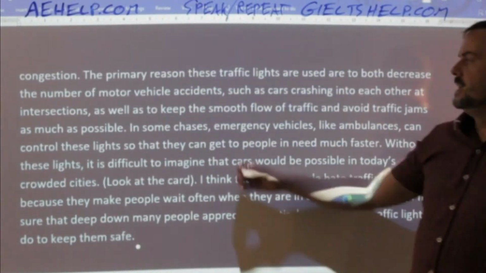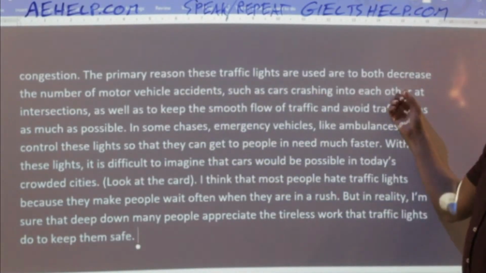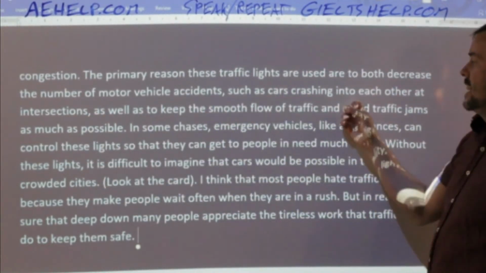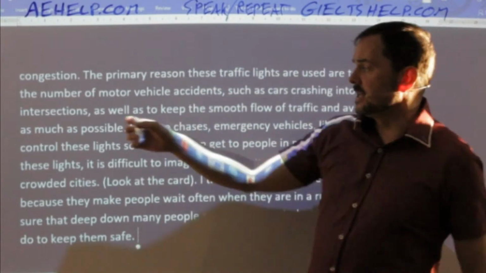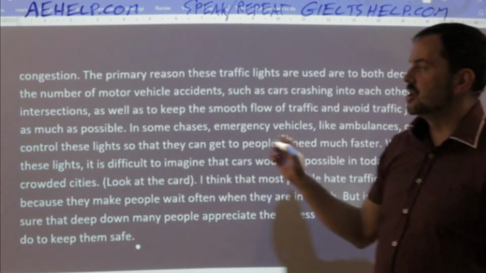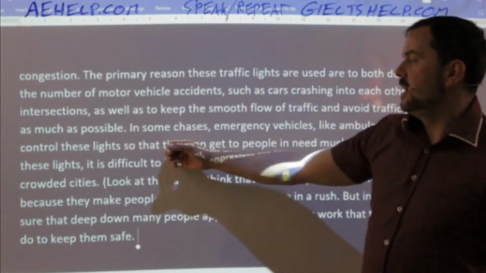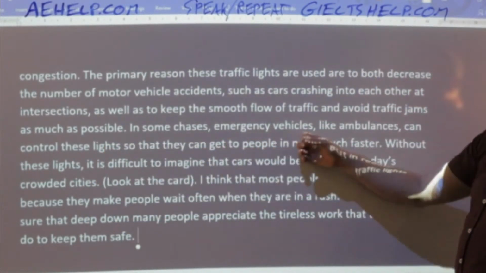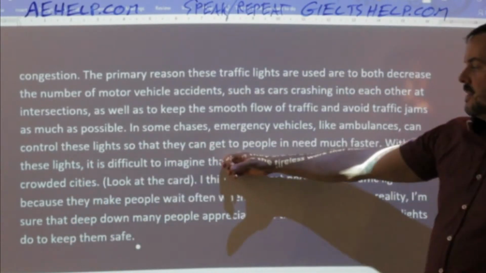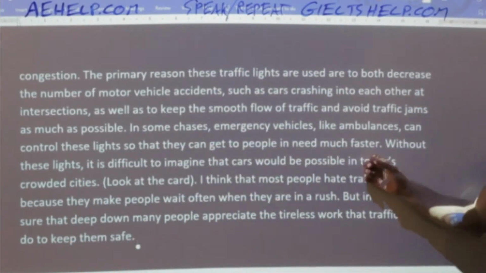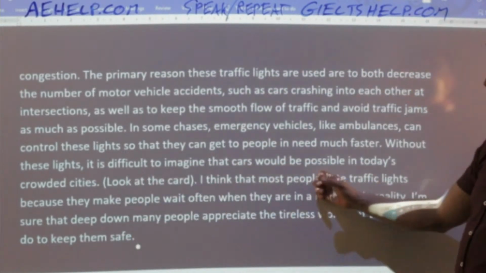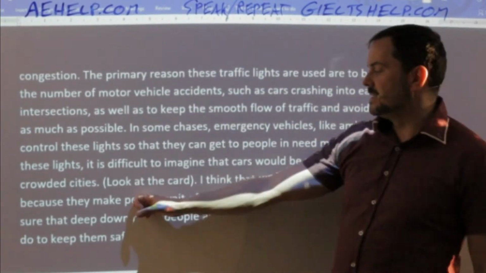The primary reason these traffic lights are used is to both decrease the number of motor vehicle accidents, such as cars crashing into each other at intersections, as well as to keep the smooth flow of traffic and avoid traffic jams as much as possible. In some cases, emergency vehicles like ambulances can control these lights so that they can get to people in need much faster. Without these lights, it's difficult to imagine that cars would be possible in today's crowded cities.